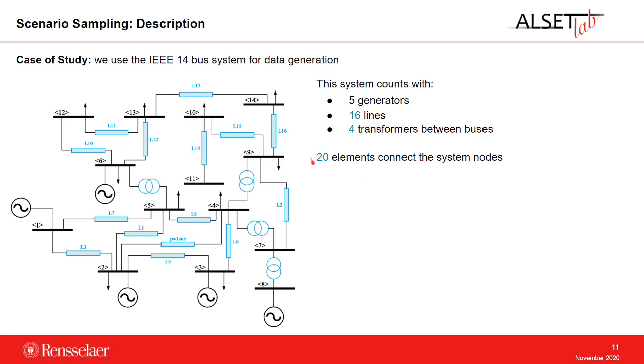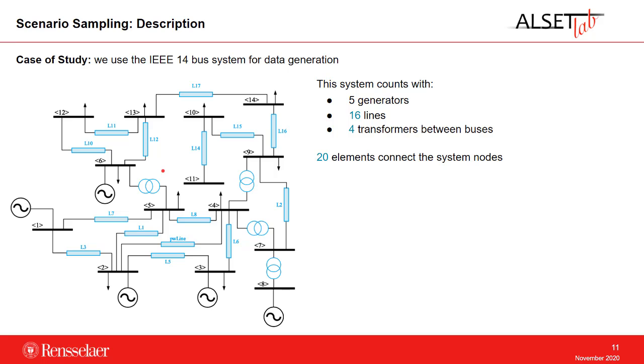And we know that there are 20 elements connecting the system nodes. So if we want to simulate a line opening, we could remove this element from the system model. But by doing that, we would be changing the number of states, or more precisely, the number of variables in the system. And we would also be modifying the topology of the grid.